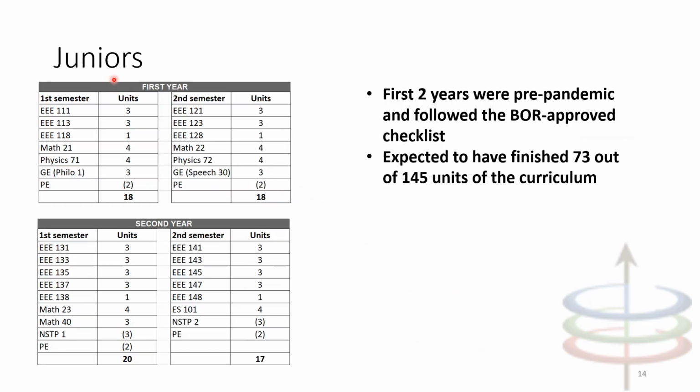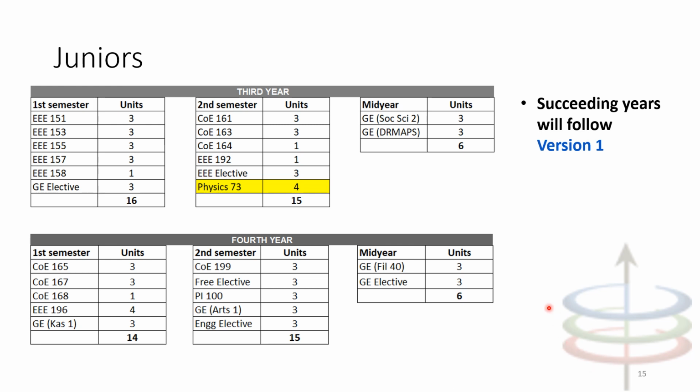Then finally, for the juniors, the current third years going to fourth year, the first 2 years were pre-pandemic. So you would have finished 73 out of the 145 units in the curriculum. This year, following version 1, you had 16 units in the first semester, 15 units in the second semester. So this essentially is version 1, applying the 16 units cap for each semester.